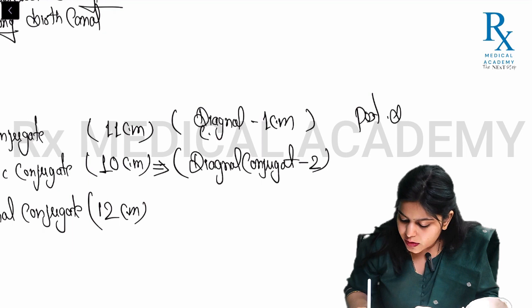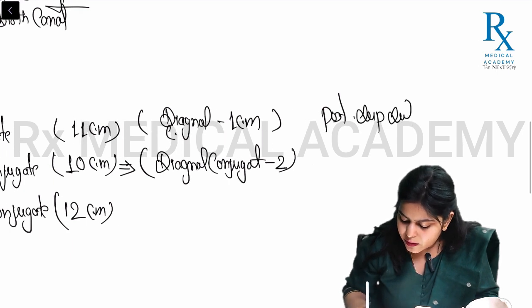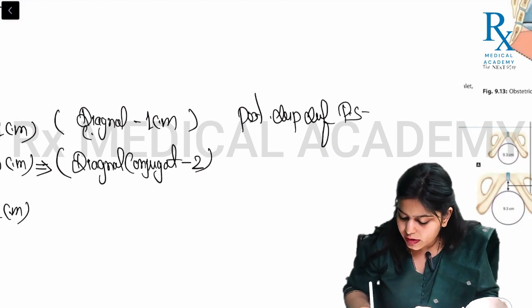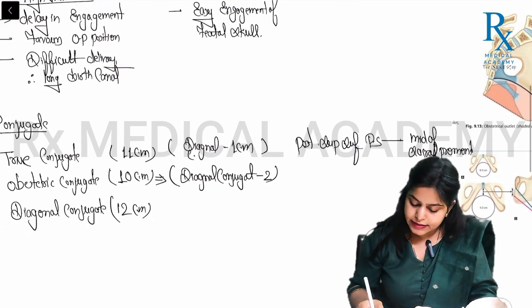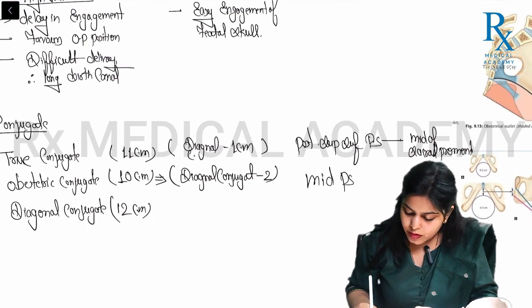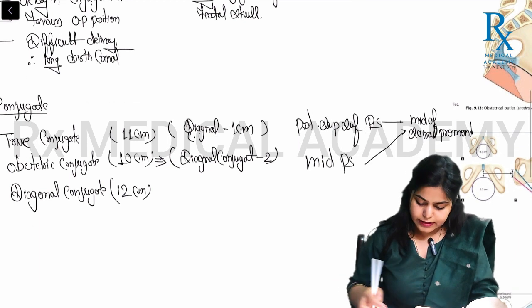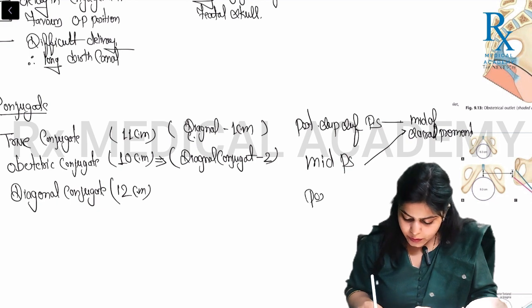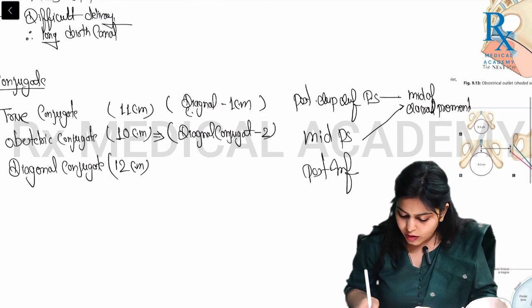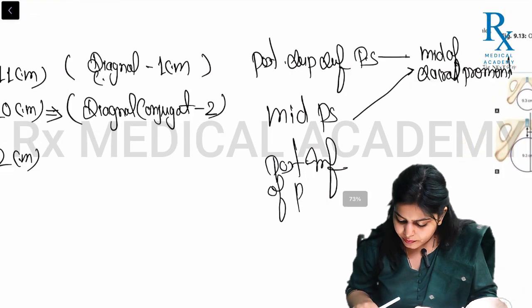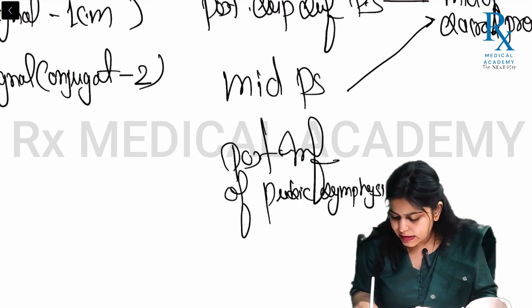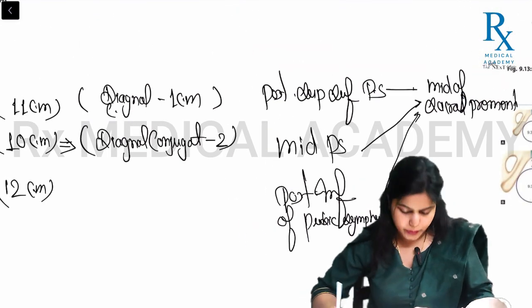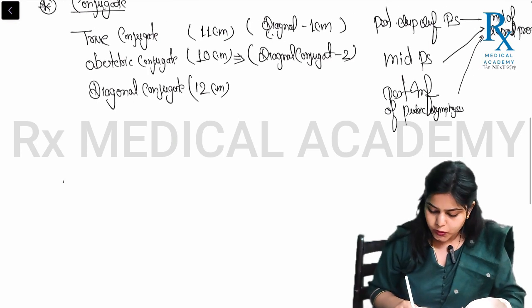Posterior superior surface of pubic symphysis to the mid of sacral promontory, while this obstetric is midpoint of the pubic symphysis to midpoint of the sacral promontory. This diagonal conjugate is posterior inferior of pubic symphysis to midpoint of the sacral promontory. Okay, it is all about conjugates.